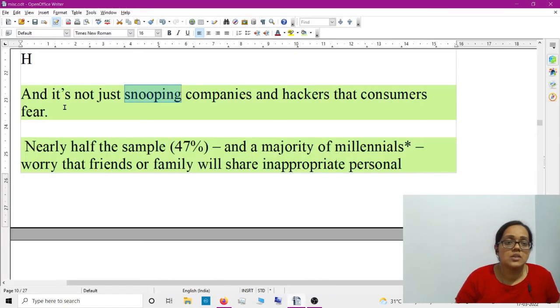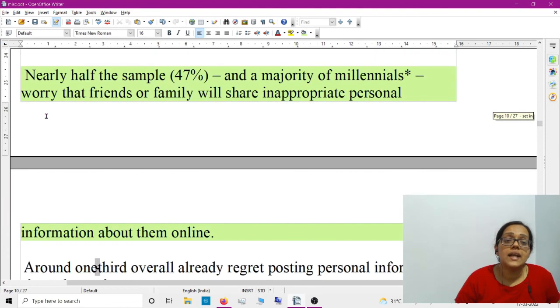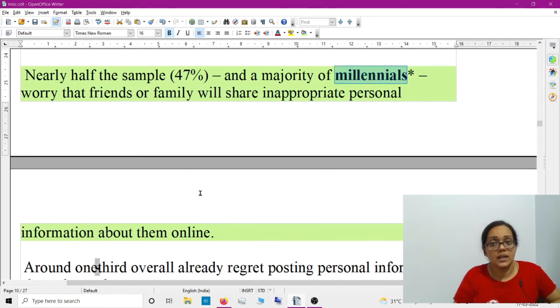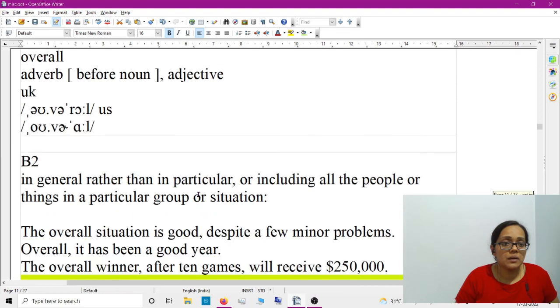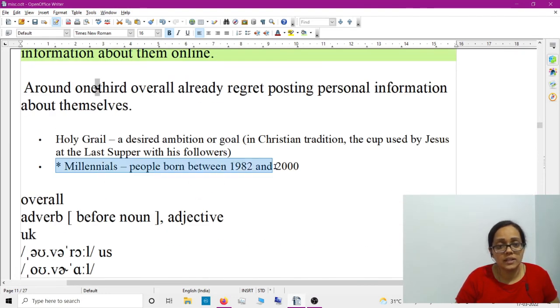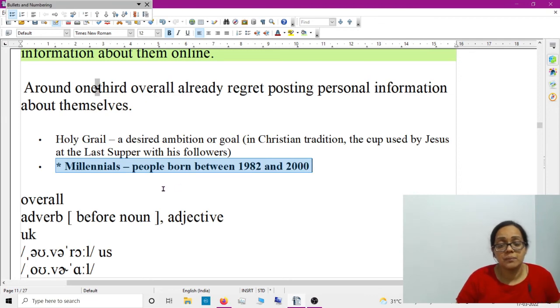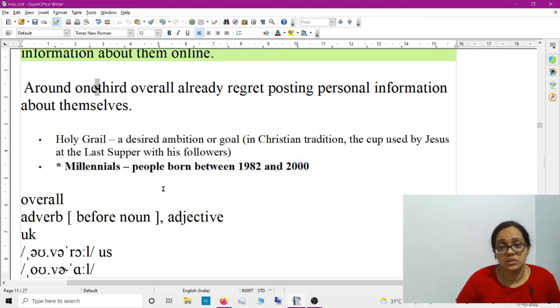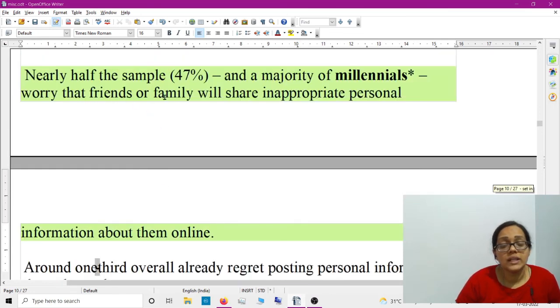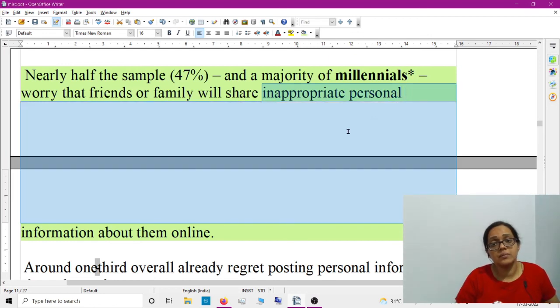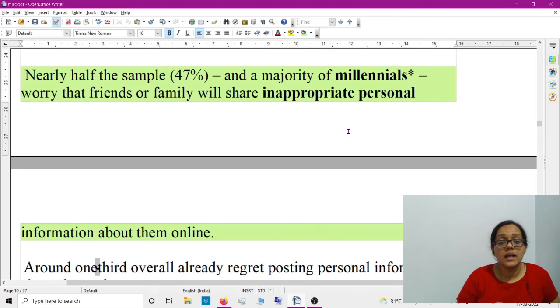And it's not just snooping companies and hackers that consumers fear. Nearly half the sample and a majority of millennials. See, this is actually a benign vocabulary. So millennials means a particular period, this is already given in the passage, the time period from 1980 to 2000. That is known as millennial. Worry that friends or family will share inappropriate personal information. Nowadays they fear they could even share inappropriate personal information about them online. So that's the end of the passage.